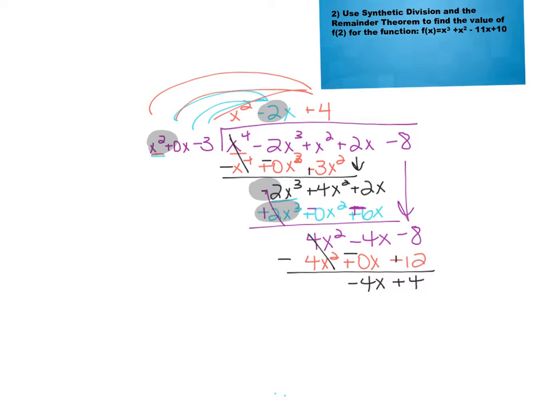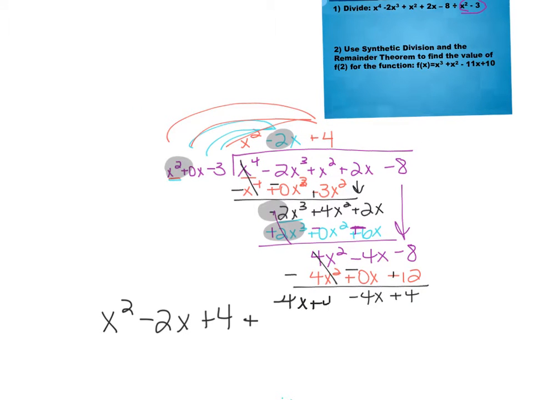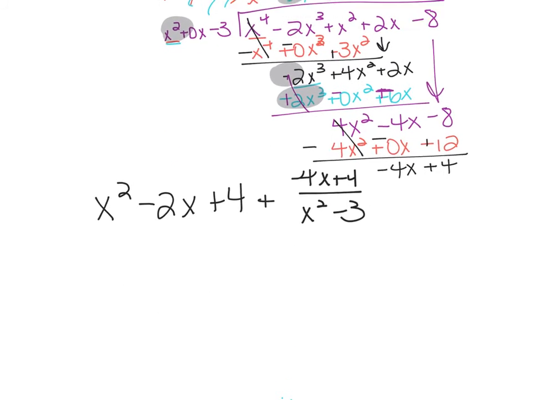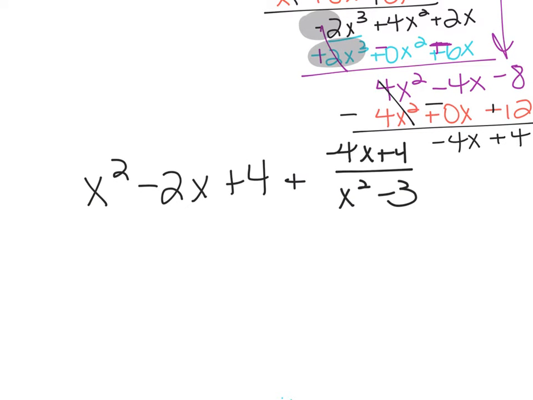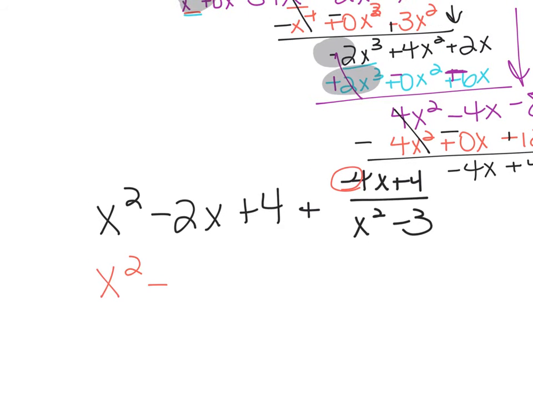All right, so when I write my answer, I would write it as x squared minus 2x plus 4. Normally, I put a plus in between, the negative 4x plus 4 would go over x squared minus 3. But if there's a negative in the top, and watch this happen because this is going to confuse some people. If there's a negative in the top, so if that first term here is negative, then I'm going to change the sign in between these to a minus. But you're taking out a negative 1 here. So when I put a minus here, it changes the 4x to be positive, and it changes the 4 to be negative.